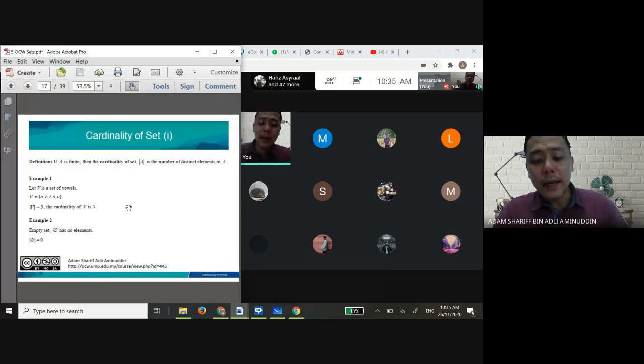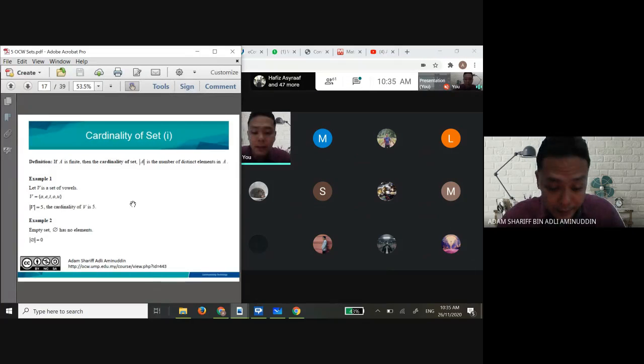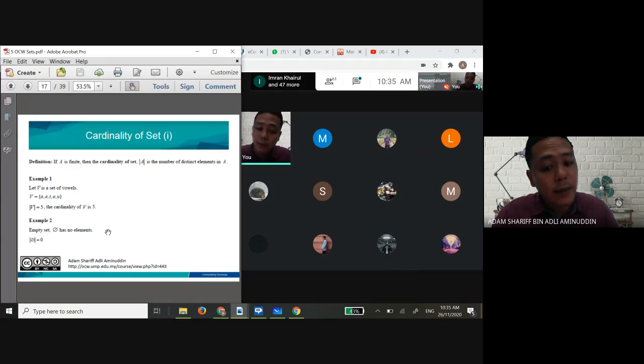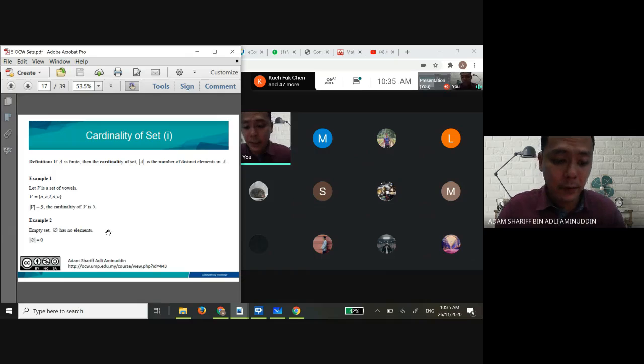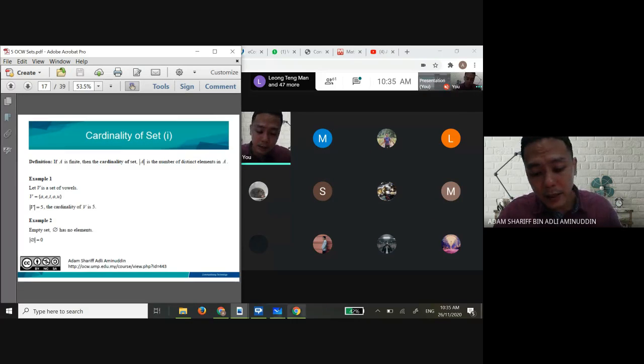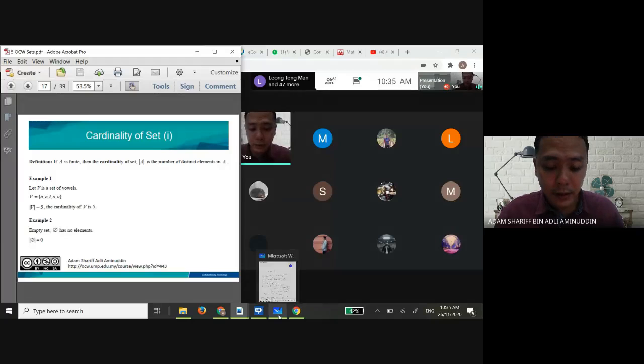Cardinality of the set, the element must be distinct, and it means that if you have repeated elements, you only count as one. Itu yang penting. Set is not necessarily in order, but when you count the elements, they must be distinct. If the element repeats many times, you only count as one. Okay, itu paling simple. And because of the empty set, okay, question posted by your friend. Actually, it's a good question.